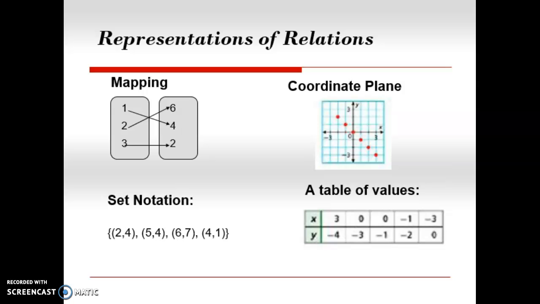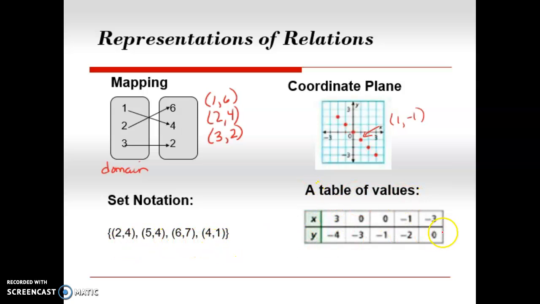Okay, these are different ways that you might see relations represented. You've got a mapping here. This is the domain, and it maps to this. You've got 1, 6, 2, 4, and 3, 2. That's the relation right here that is mapped. Could be on the coordinate plane where you just have points, and you'd actually have to see what these points are. That is 1, -1. Okay, 2, -2. You'd have to come up with them. This is set notation, where you have the bracket and then the points in each place.